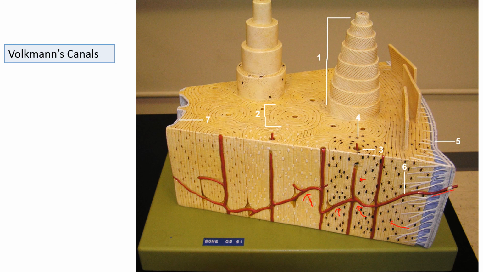Nutrient arteries, blood vessels can run along these canals. And as you can see here, they branch, and the branches actually go up to be part of the central canal that goes through each osteon. So the bone tissue is actually highly vascularized in comparison to cartilage. Okay, but again, these are the Volkmann's canals that are running through the bone, carrying blood vessels.